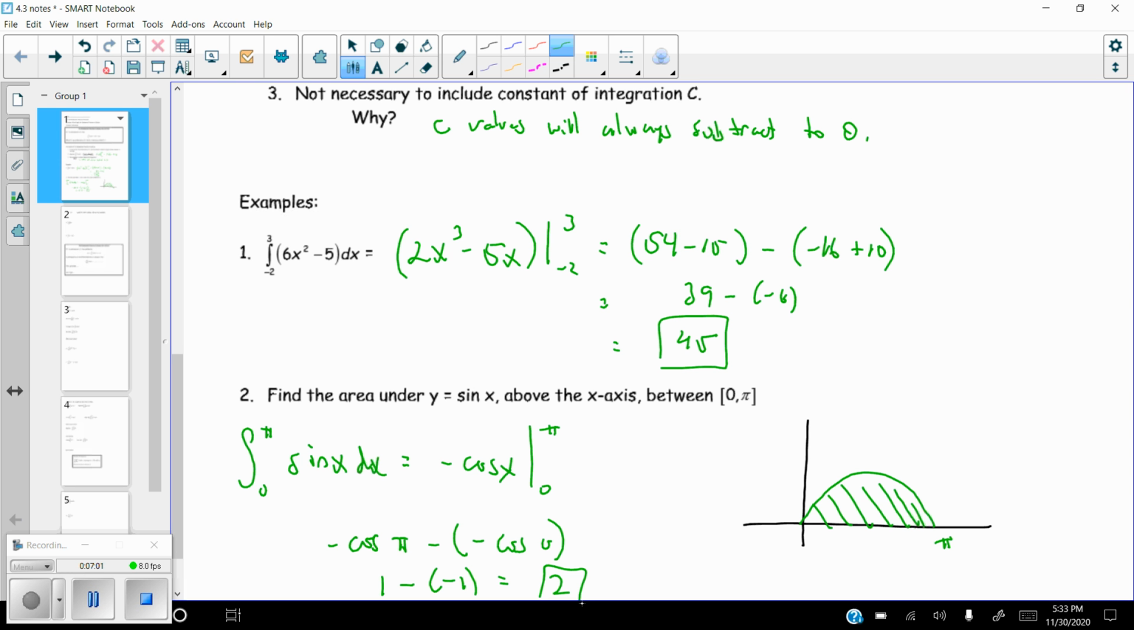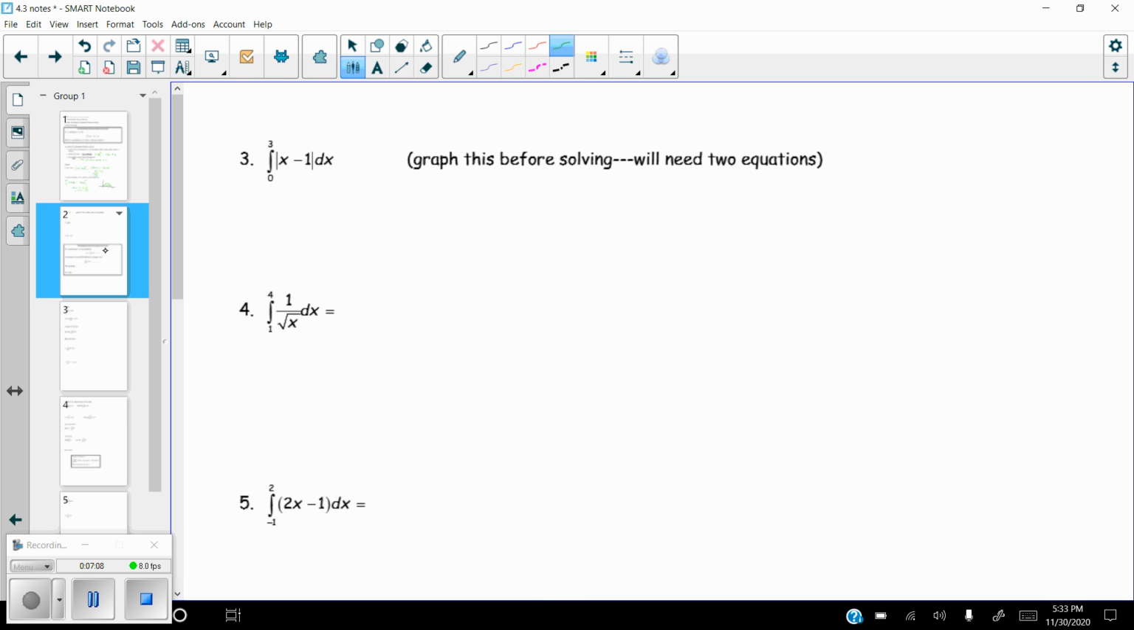Okay? Hopefully you can see how this is definitely making things easier. Sometimes doing the integral might be easier to do using graphs. Sometimes it might not be. In the case of an absolute value function, this is a little bit different.